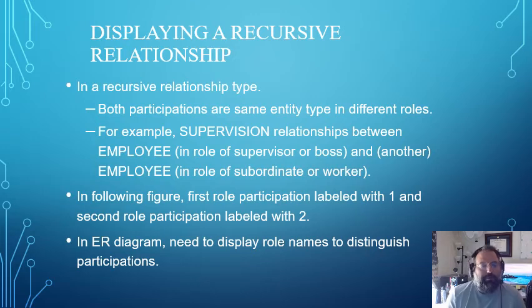Displaying a recursive relationship: in a recursive relationship type, both participations are the same entity type in different roles. For example, a supervision relationship exists between an employee in the role of supervisor and a different employee in the role of subordinate or worker. In the following figure, the first participation is labeled with 1 and the second role is labeled with 2. In ER diagrams, you need to display role names to distinguish between the participations.